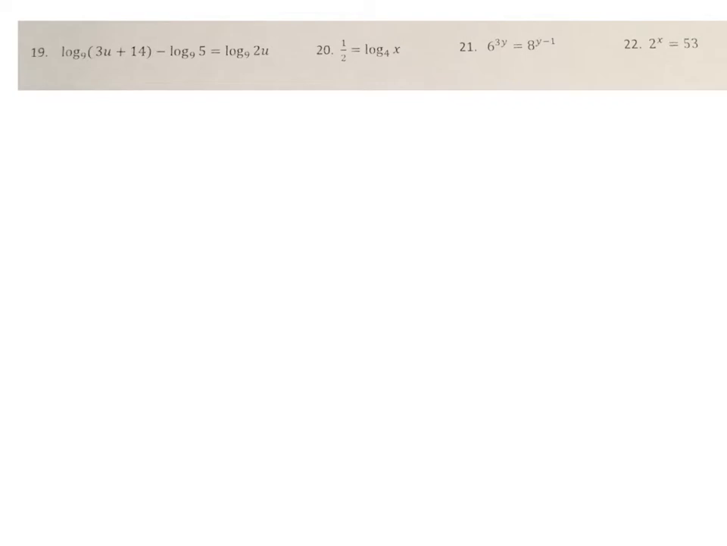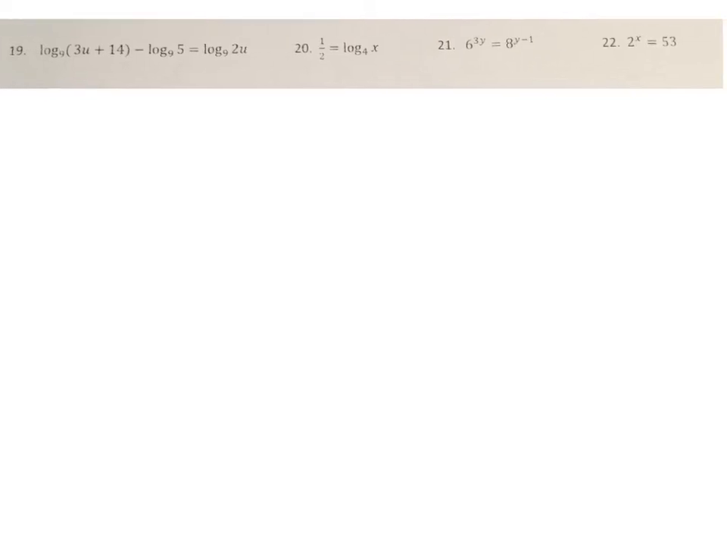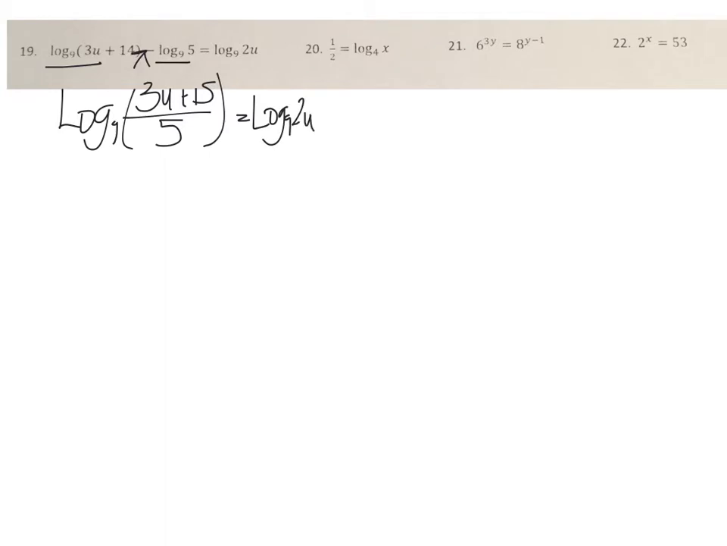Number 19, log base 9 of 3u plus 14 minus log base 9 of 5 equals log base 9 of 2u. So I have more than one log on one side of the equal sign here, so I have to condense it. And subtraction becomes division, so it's the log base 9 of 3u plus 15 divided by 5 equals the log base 9 of 2u. One log when it's condensed. I should not have the word log written more than once. It's not this log divided by another log. It's the log of the quotient of what's inside.